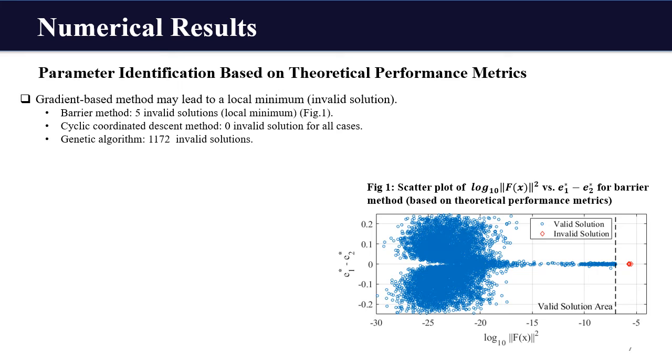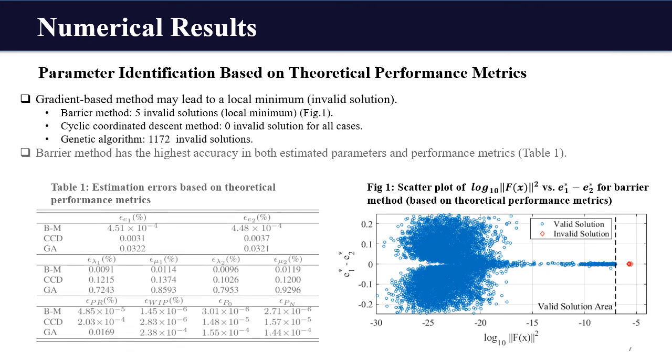By changing the initial points, some cases can reach the global minimum eventually. However, finally there are 5 cases out of all 10,000 cases with an invalid solution, which are local minima after 500 different initial points are tried. Using the coordinate descent method, all cases get a valid solution, and more than 1,000 invalid solutions are obtained by the genetic algorithm. Furthermore, the barrier method has the highest accuracy in both estimated parameters and performance metrics.